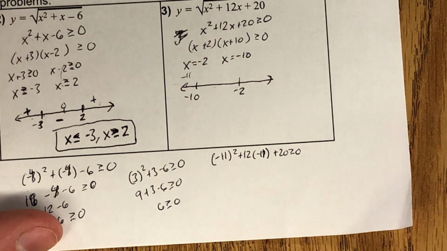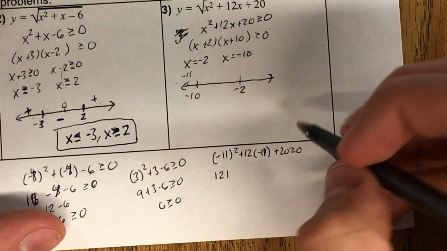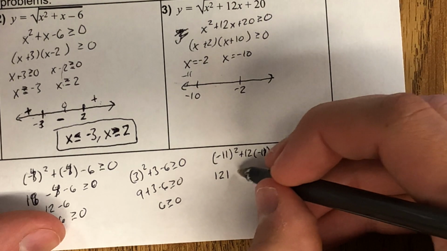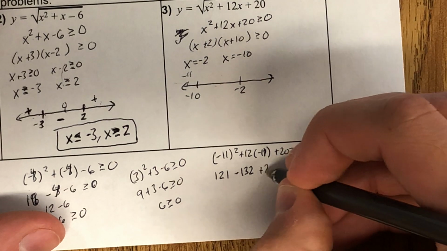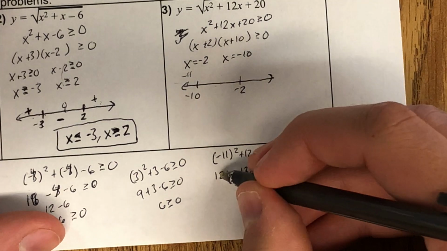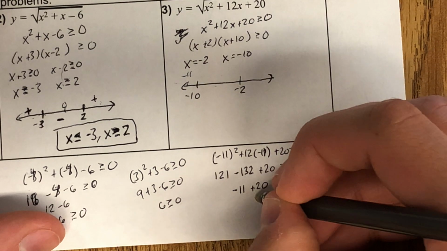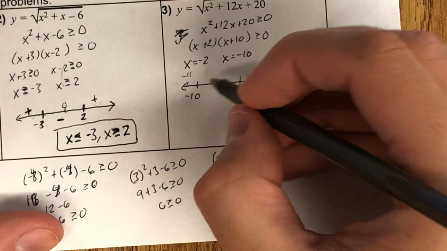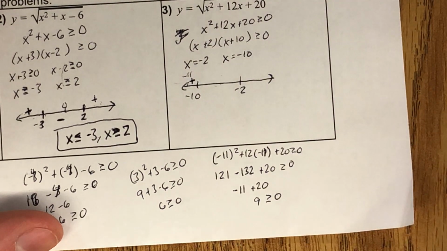See, is that greater than or equal to 0? Well, -11 squared is 121. 12 times -11 would be -132. And then we have plus 20. 121 minus 132 is -11. Plus 20 is 9. So we get 9. Yes, that's greater than or equal to 0. So when I choose values less than -10, I'm going to get positive.